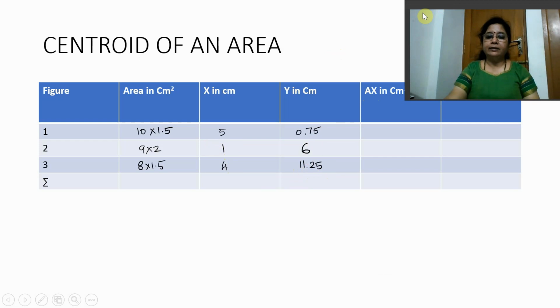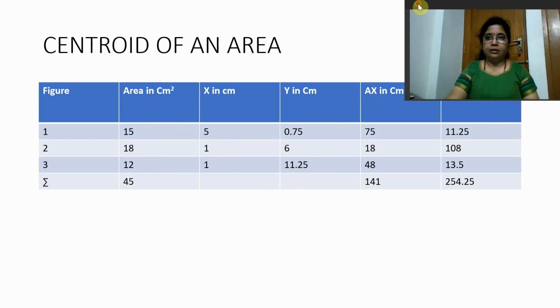I have put in AX and AY here. And what is AX? This area into this X. It is here. This area into this X. Then area into Y I have put here. So I have summed up all three. Sigma, you can see the sigma. I have added up all three.